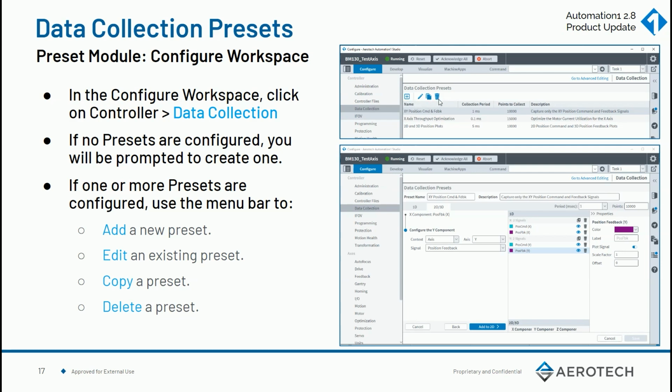or delete a preset. If we're in the edit screen or the adding screen, it's going to look a lot like the configure signals dialog inside of the data visualizer. But instead of configuring your current data collection, you're configuring a preset. So you can walk through the steps of configuring signals that you want to collect, and then when you're done, you'll have the option to save it, and you'll save it as I have here: the name, the collection period, the number of points, and a description of what the preset is for.